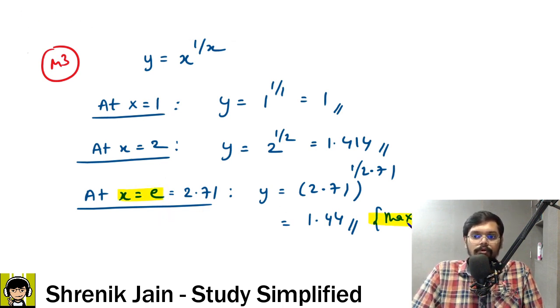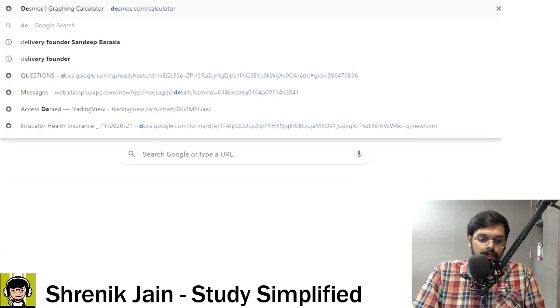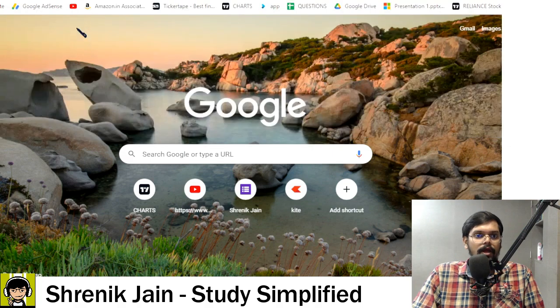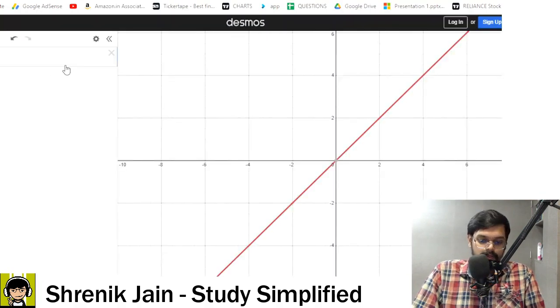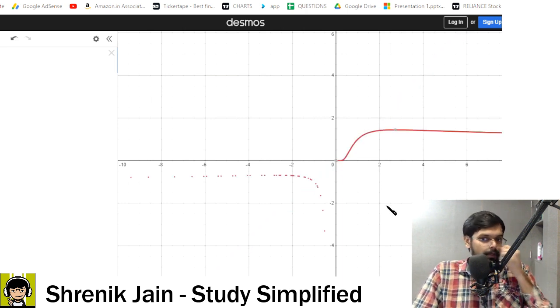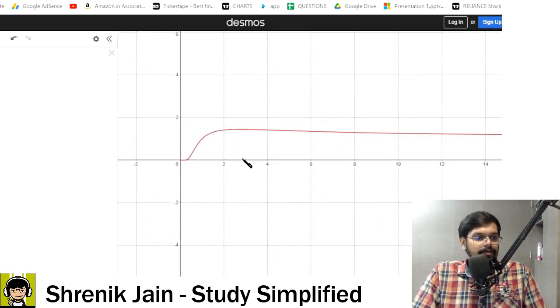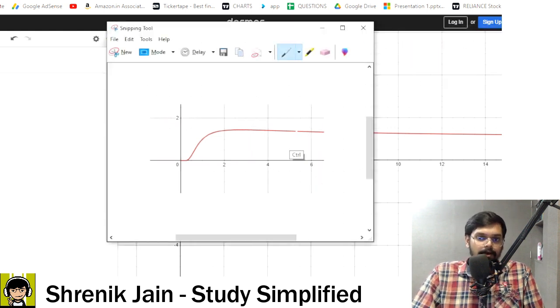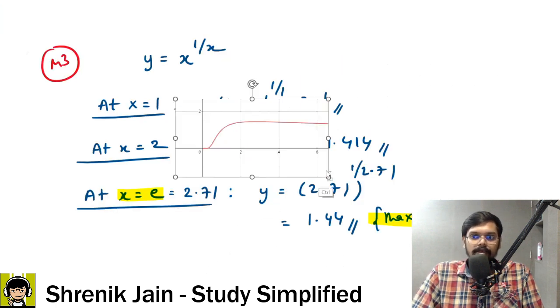Just to give you more feeling, let me make the graph in Desmos. 1/x. Can you see the graph? This is your x to the power 1/x. So I hope you understood. We are at maxima. How we have analyzed.